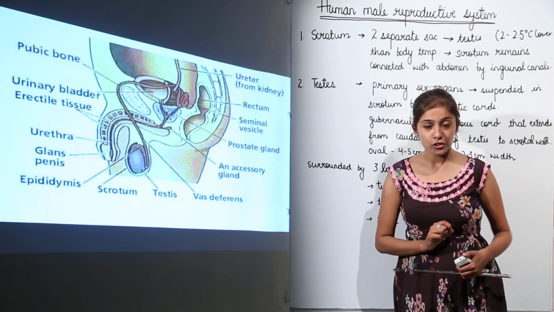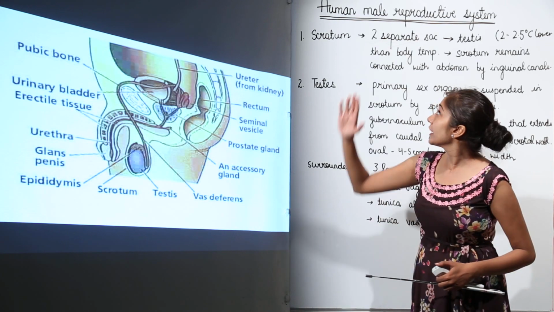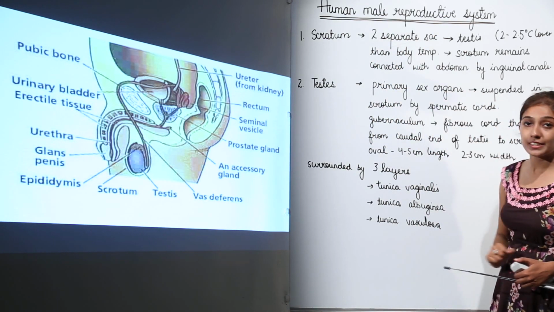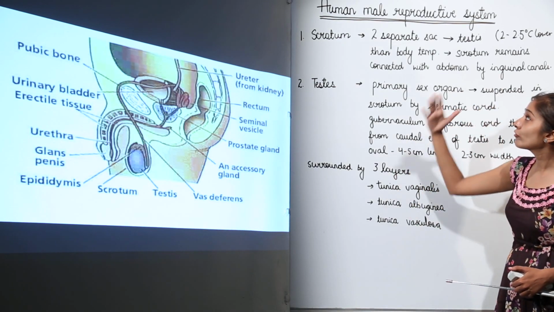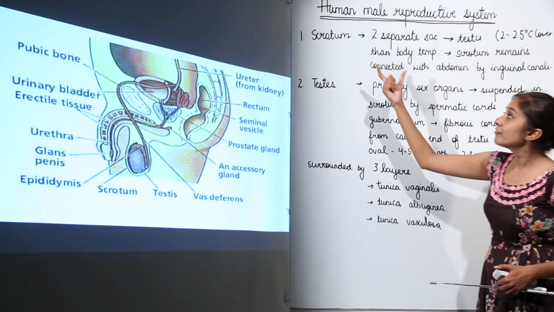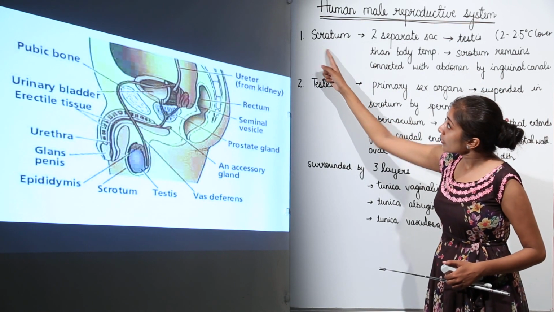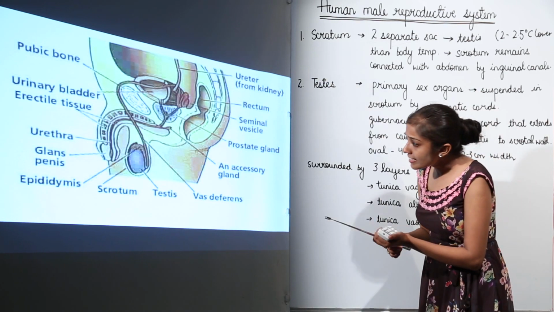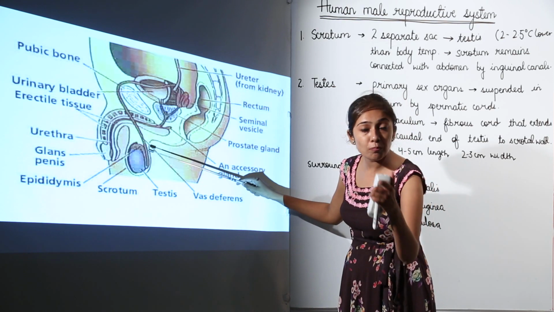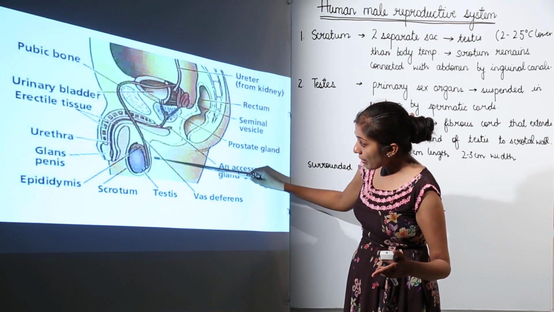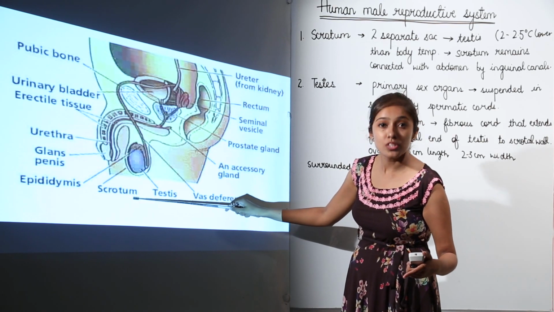Now please pay attention, because now we are going to discuss a very important topic, that is the human male reproductive system. So we are going to discuss it step by step. First of all, in case of the human male reproductive system, we have a special organ that is known as scrotum. What is it? It is scrotum. So you can see in the image that this pouch-like structure which is more pigmented, it is known as scrotum.